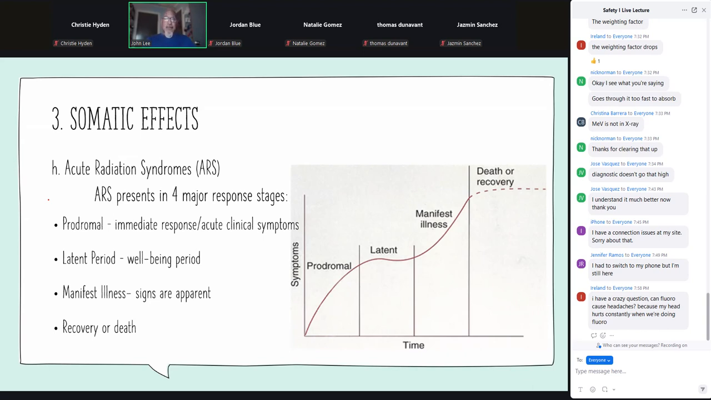But then over a period of time, we hit the manifest stage where we have significant signs apparent. The last stage, of course, is recovery or death, where over that period of time in the manifestation, the cells are either going to be able to repair themselves and recover, or the organism will die.